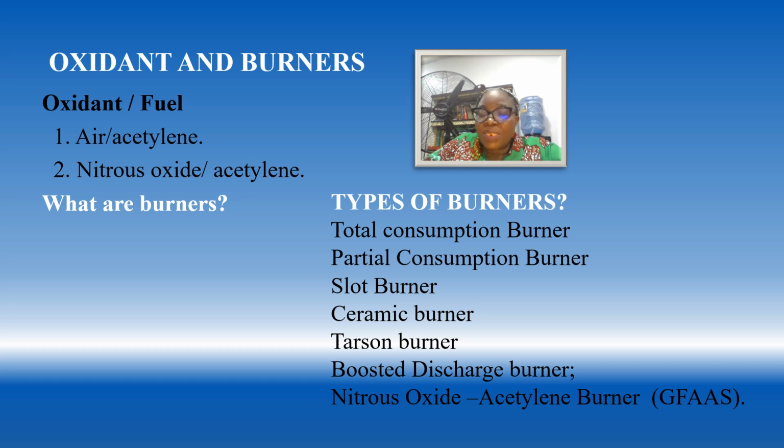We have different types of burners. We have the total consumption burner. We have the partial consumption burner. We have the slot burners. We have the ceramic burners. We have the Techtron burners, we have the boosted discharge burner, and then we have the nitrous oxide acetylene burner, often for GFAAS. The burners play a crucial role in AAS as it affects the atomization efficiency, sensitivity, and accuracy of the analysis.